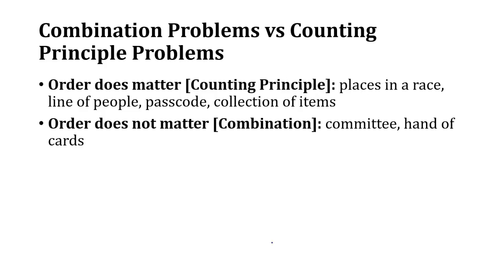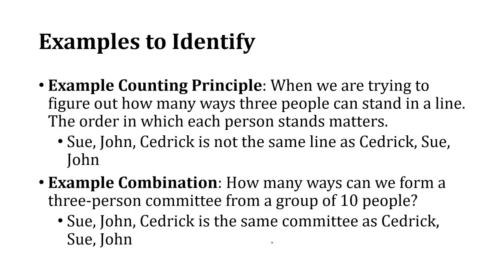So places in a race, people in a line, first spot, second spot, your passcode to get into certain things, collections of items. When order does not matter, we will use combination, which we'll go over in this lesson. So a committee, a hand of cards.